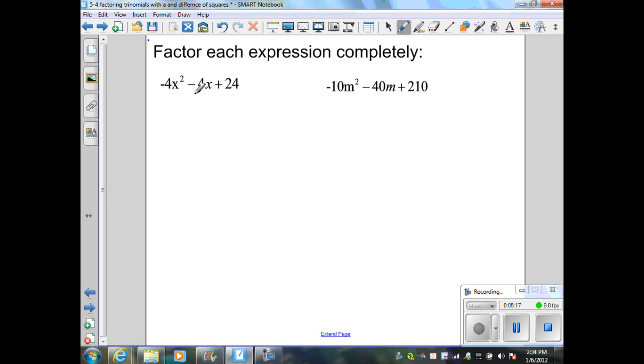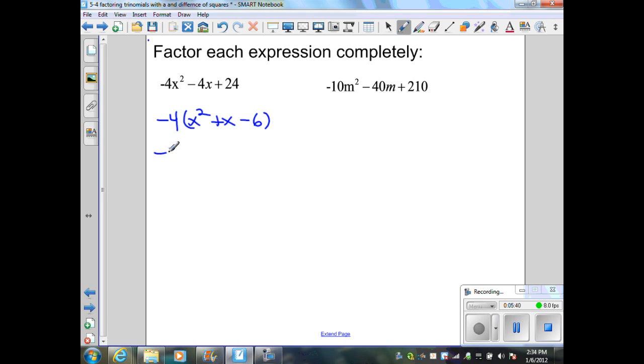My last two examples. Recall when given a trinomial or binomial, I like my first term to be positive, so I need to factor out a G.C.F. that's going to be negative. Here, I have a negative 4 that I can factor. Negative divided by a negative is a positive x squared. Negative divided by a negative is a positive x. And a positive divided by a negative is a negative 6.